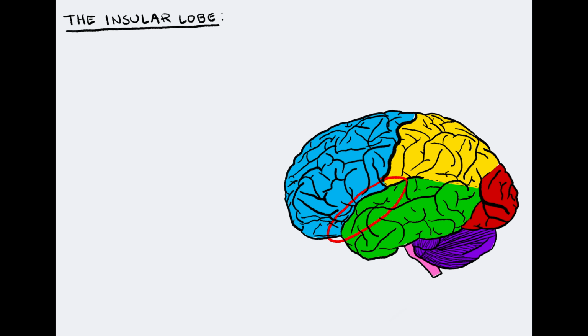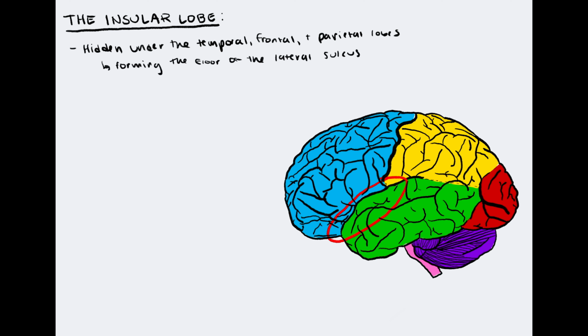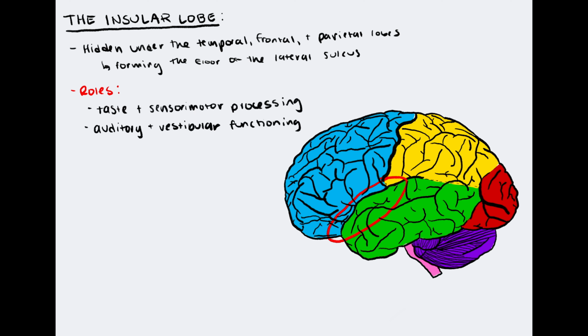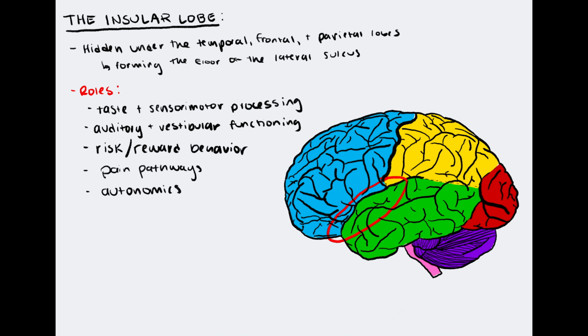Last but not least, the insular lobe. There's a scarcity of functional data on the insular lobe in humans, and this all comes down to its location in the brain. The insular lobe is hidden under the temporal, frontal, and parietal lobes, forming the floor of the lateral sulcus deep in the brain. The lack of data results from the lack of accessibility of this region. That being said, we still do understand some of the functions of the region. The insular lobe is believed to be important for taste and sensory motor processing, auditory and vestibular functioning, risk-reward behavior, pain pathways, and autonomics, functions that are involuntary and related to the autonomic nervous system.